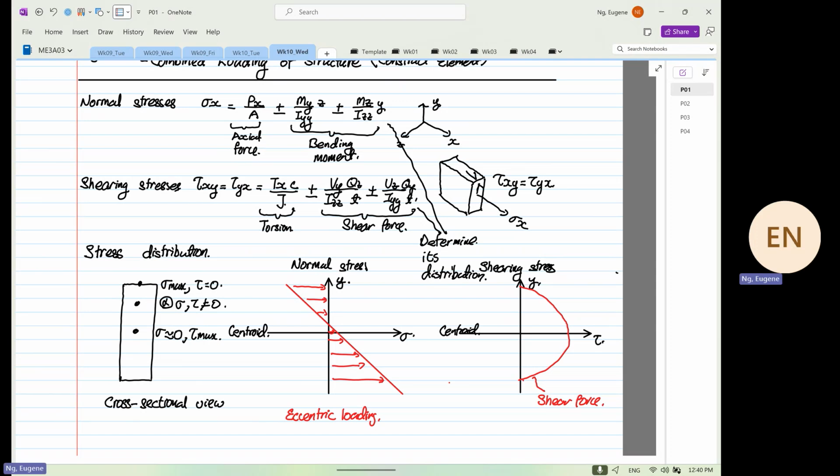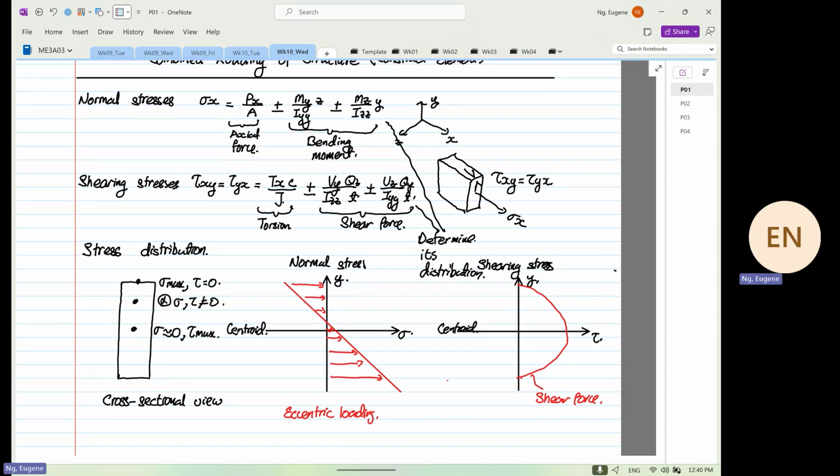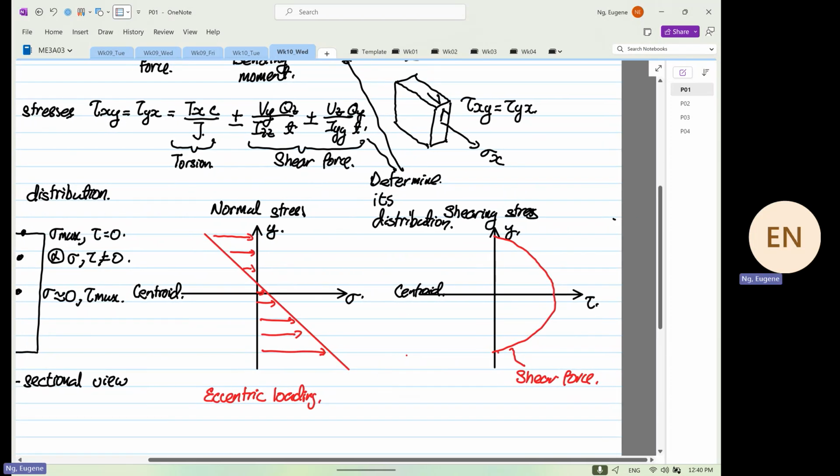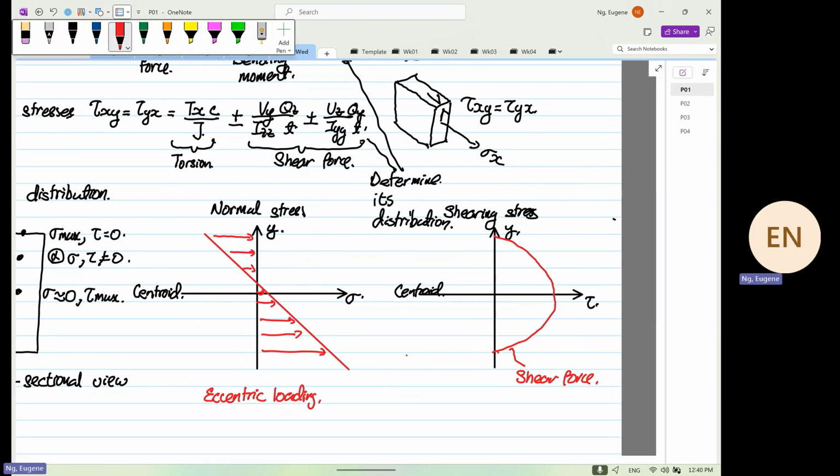We can determine its distribution. That is how precise we can get, and that's how precise we will be. We clear? Okay. Now, there's another shearing stress caused by torque, and the distribution looks this way.